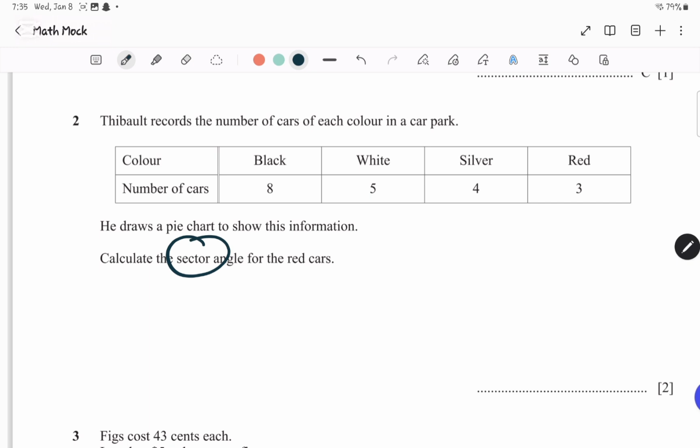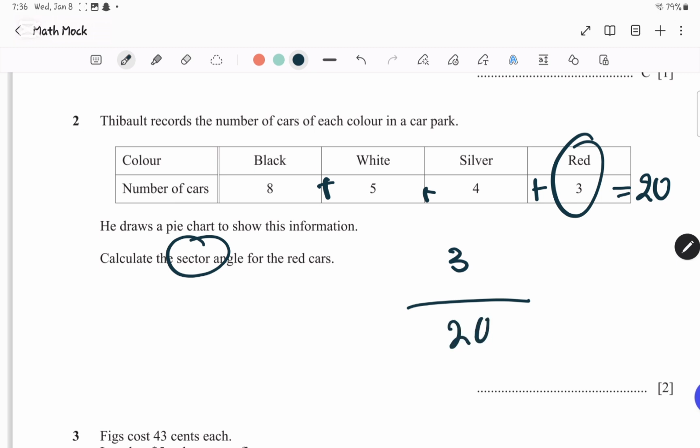Very simply, what we are going to do is take the number of red cars, which is 3, and divide it by the total number of cars, which is 8 plus 5 plus 4 plus 3, which is 20. So now it is 3 divided by 20.